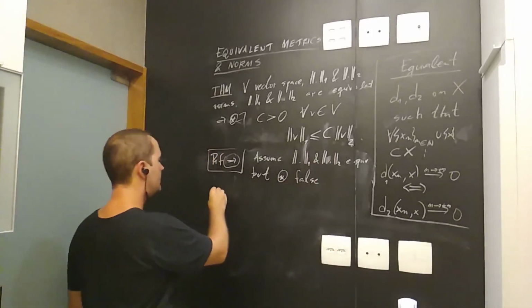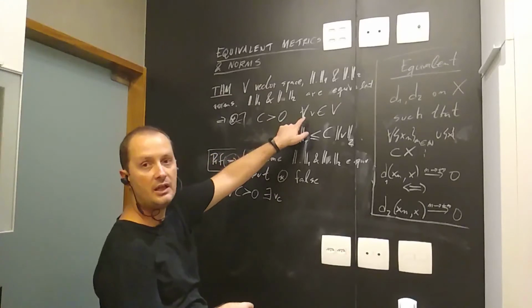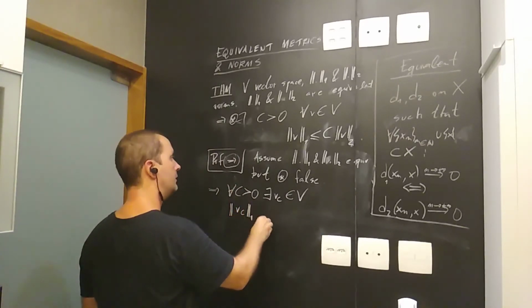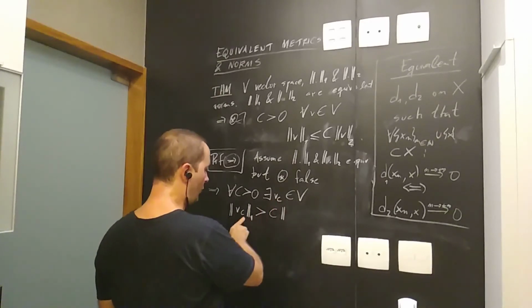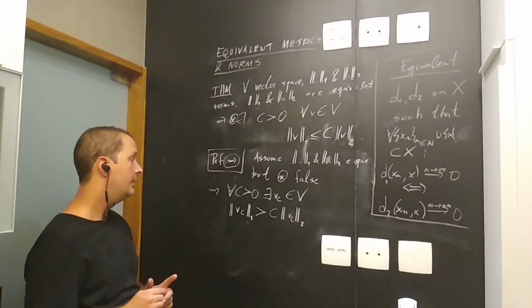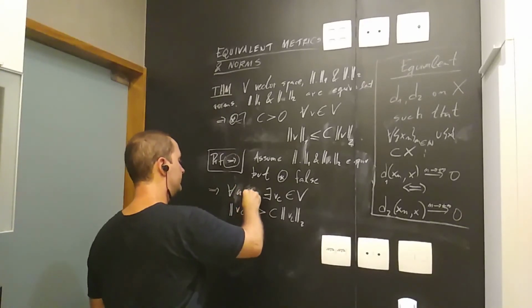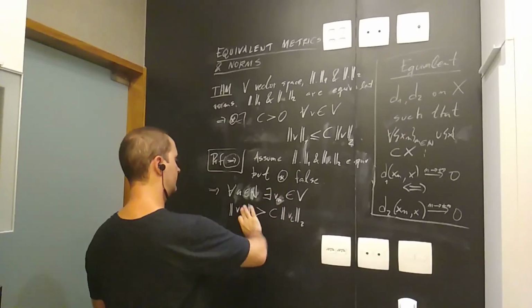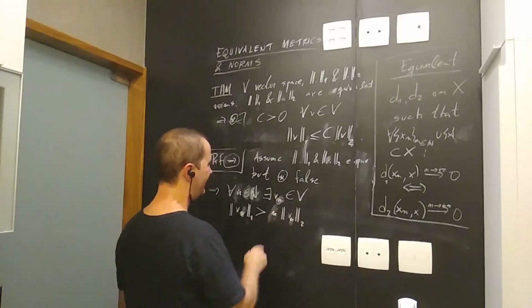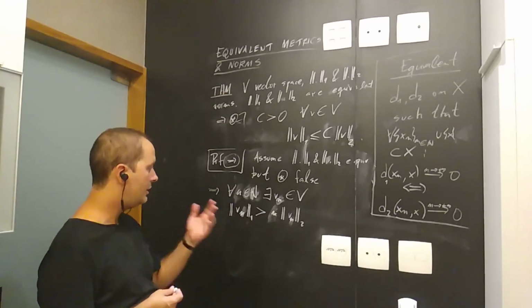So if this is false, it means that for all c greater than 0, there exists a vector v sub c, right? I'm just negating this. For all c, there exists a vector such that the norm 1 of v sub c is greater than c times norm 2. This is for all c, right? It turns into a sequence: for all n natural number, I have a v sub n such that norm 1 of v sub n is greater than n times norm 2 of v sub n. Okay, what do I do with this?